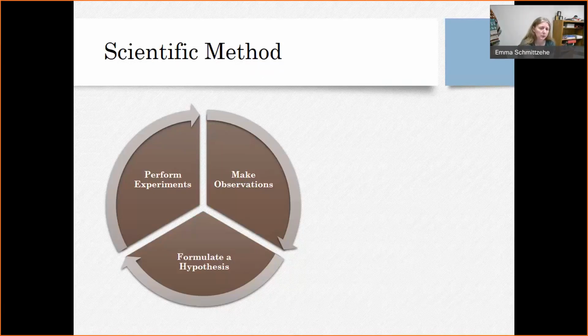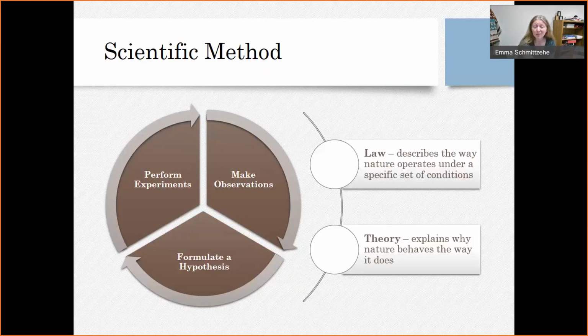Now, once you do this process, and you have this hypothesis and the experiments seem to say it's true and it's been thoroughly tested with lots and lots and lots of experiments done typically by multiple people, then eventually it could lead to what we call laws and theories. Okay. Now I'll give you the technical definitions of these. A law describes the way nature operates under a specific set of conditions, whereas a theory explains why nature behaves the way it does.